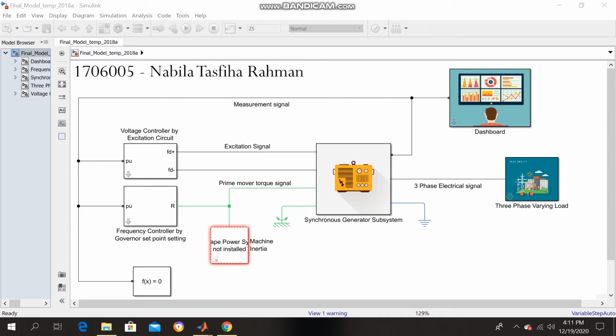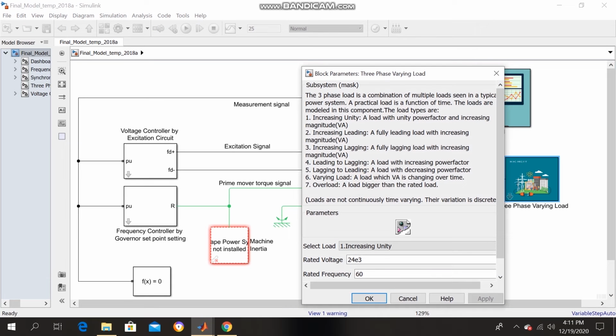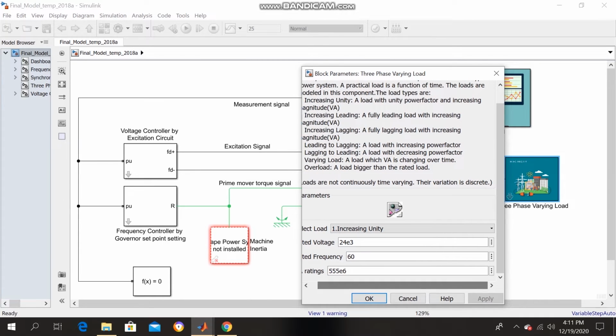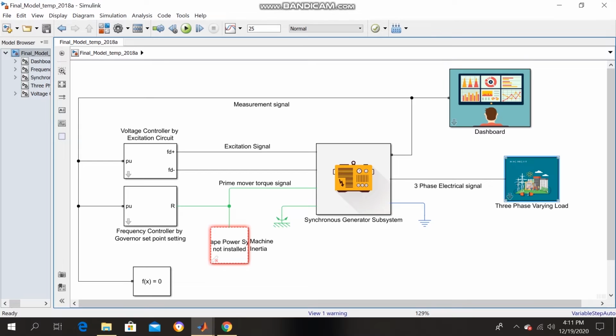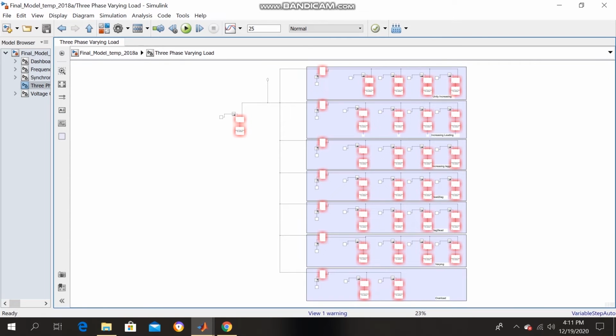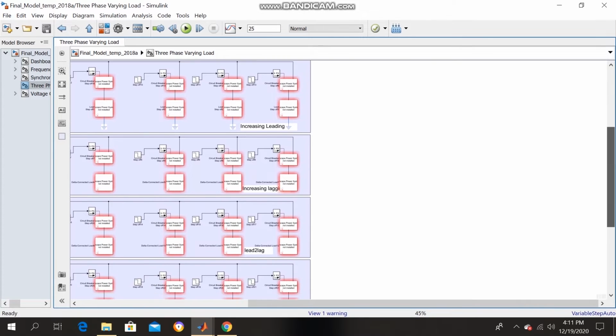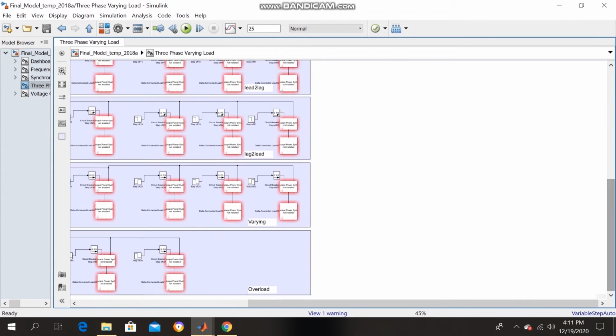Here we have three-phase varying load. This is a combination of 7 types of load. Now if we double click on the load, we can choose rated voltage, rated frequency, and VA ratings of the loads. We can also choose which type of load we want to work on. Now we will go to the sub-circuit. Here we can see these 7 types of load. There are unity increasing load, increasing leading, increasing lagging, lead to lag, lag to lead, varying, and overload.